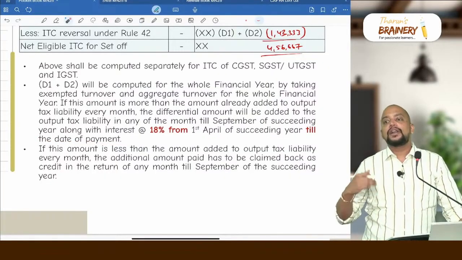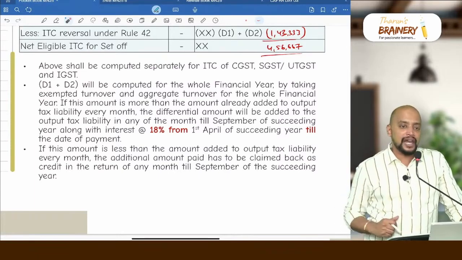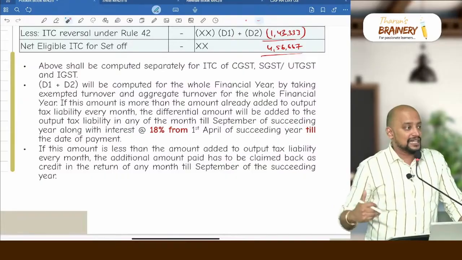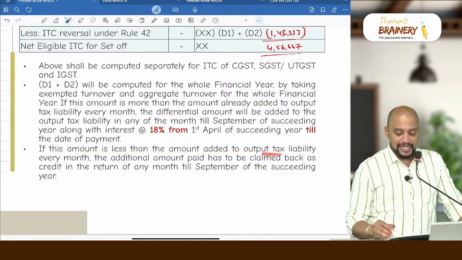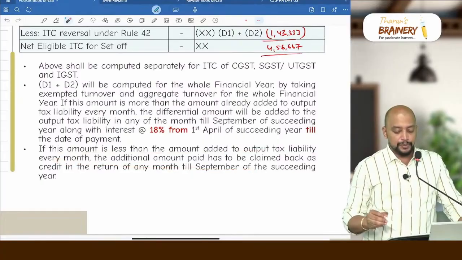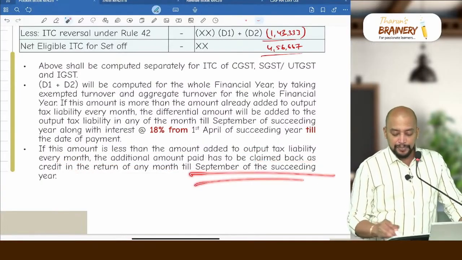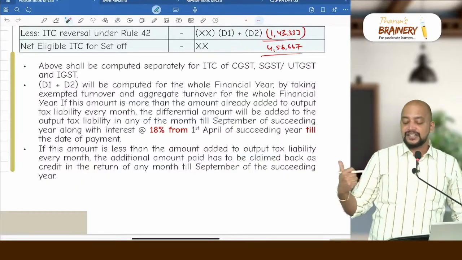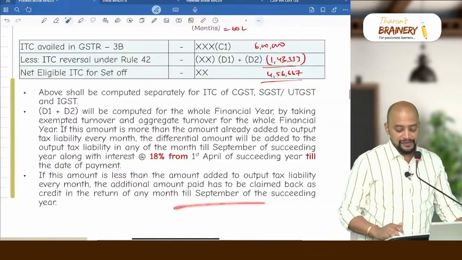What if we have already reversed 5 lakhs, and what we are supposed to reverse is only 4 lakhs? It means we have excess reversed. That excess reversal of 1 lakh can be availed as ITC. So if the amount is less than the amount added to output tax liability every month, the additional amount paid has to be claimed back as credit in the return of any month till September of the succeeding financial year. The usual time limit is November, but in this case it will be September only that we can avail the ITC. That is, by September we need to avail the ITC.